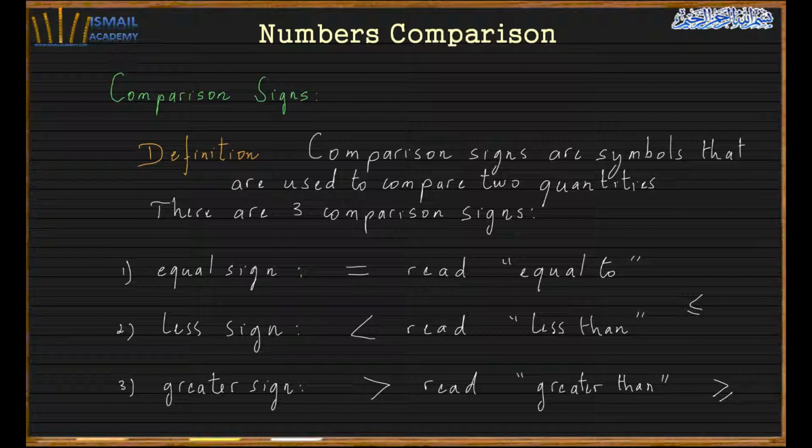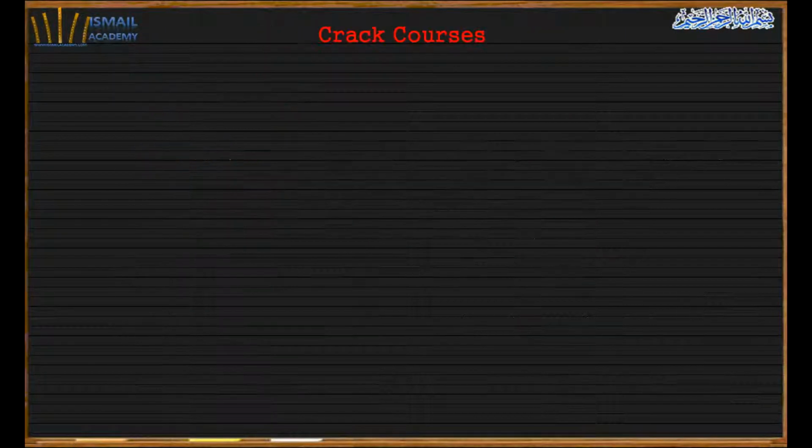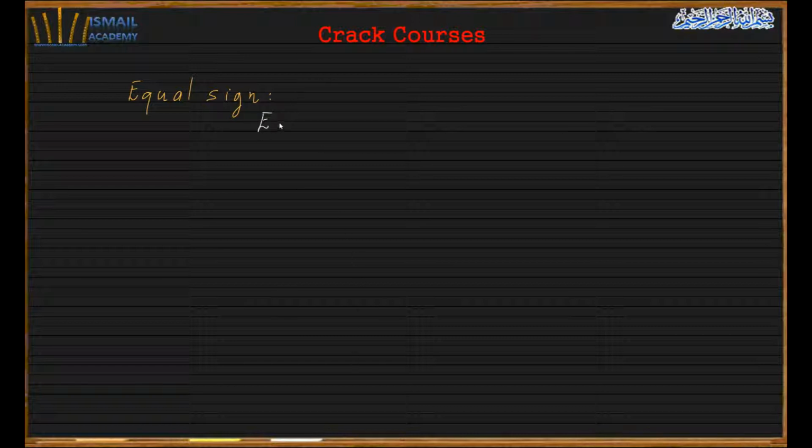So let's give a brief definition of each one, and let's start with the equal sign. What is the equal sign? The equal sign is a symbol that compares two identical quantities.